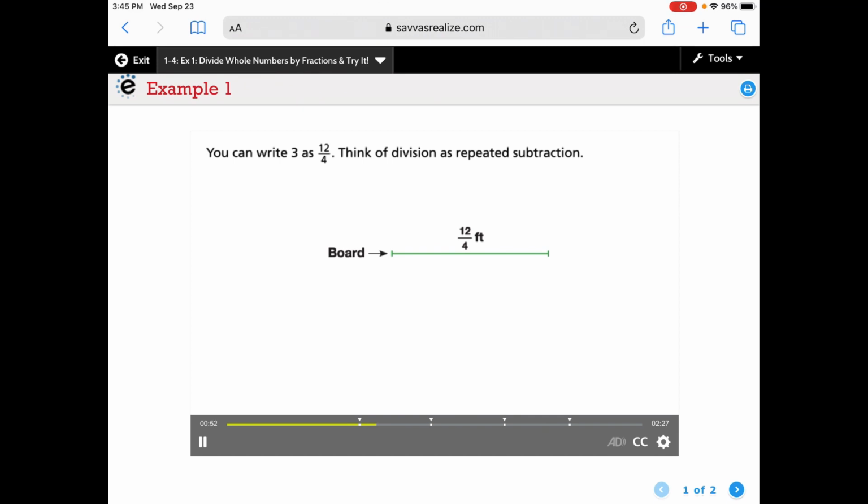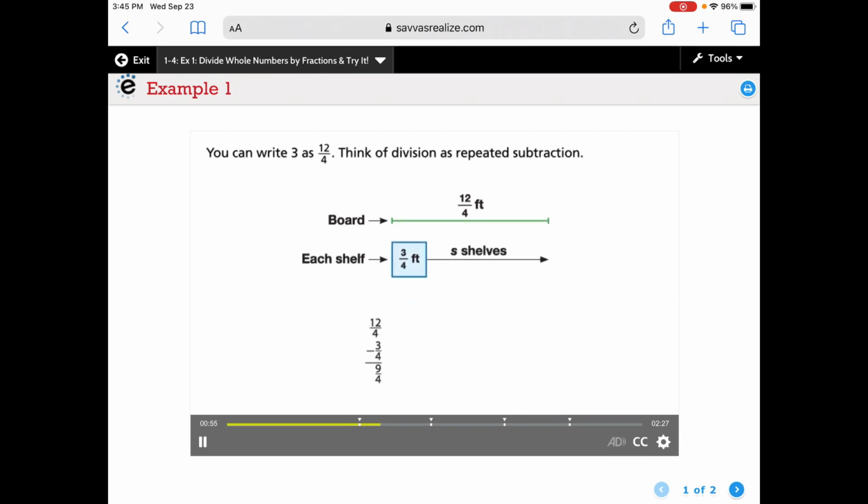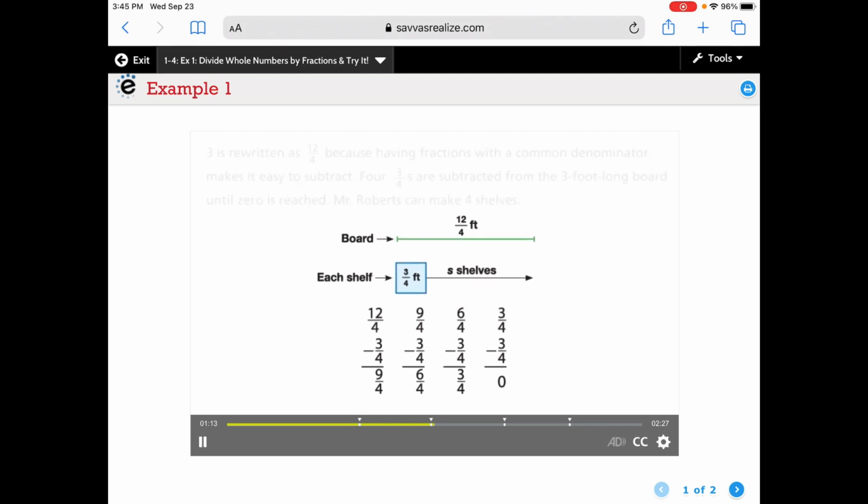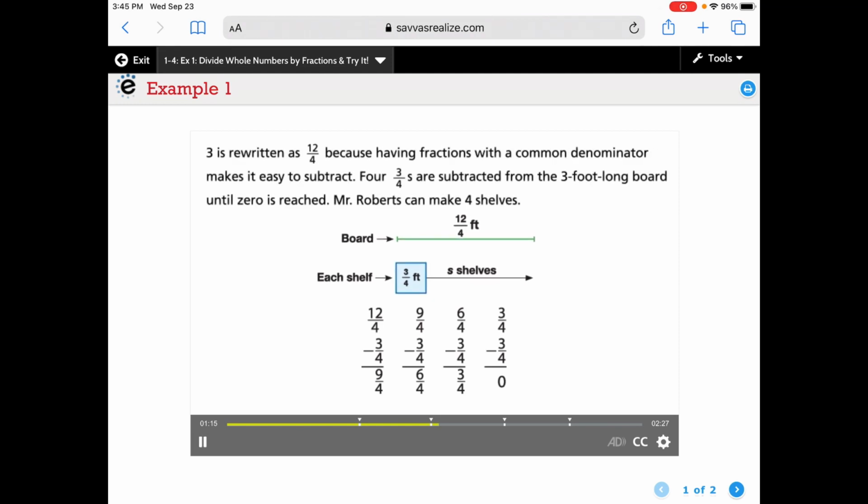Think of division as repeated subtraction. Why is 3 rewritten as 12/4? How many 3/4 are subtracted from the 3-foot-long board until 0 is reached? Well, let's take a look. We can see here we have a 3/4, 3/4, 3/4. So it looks like there may be 3 of them, maybe 4. Let's take a look.